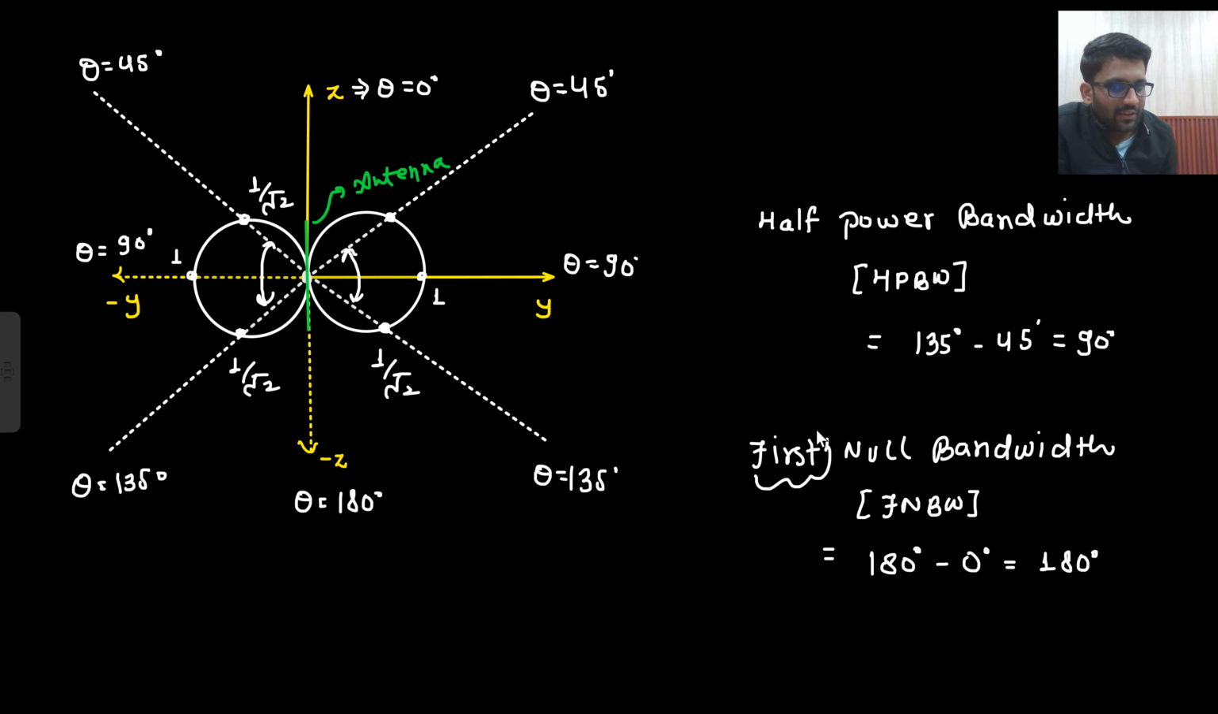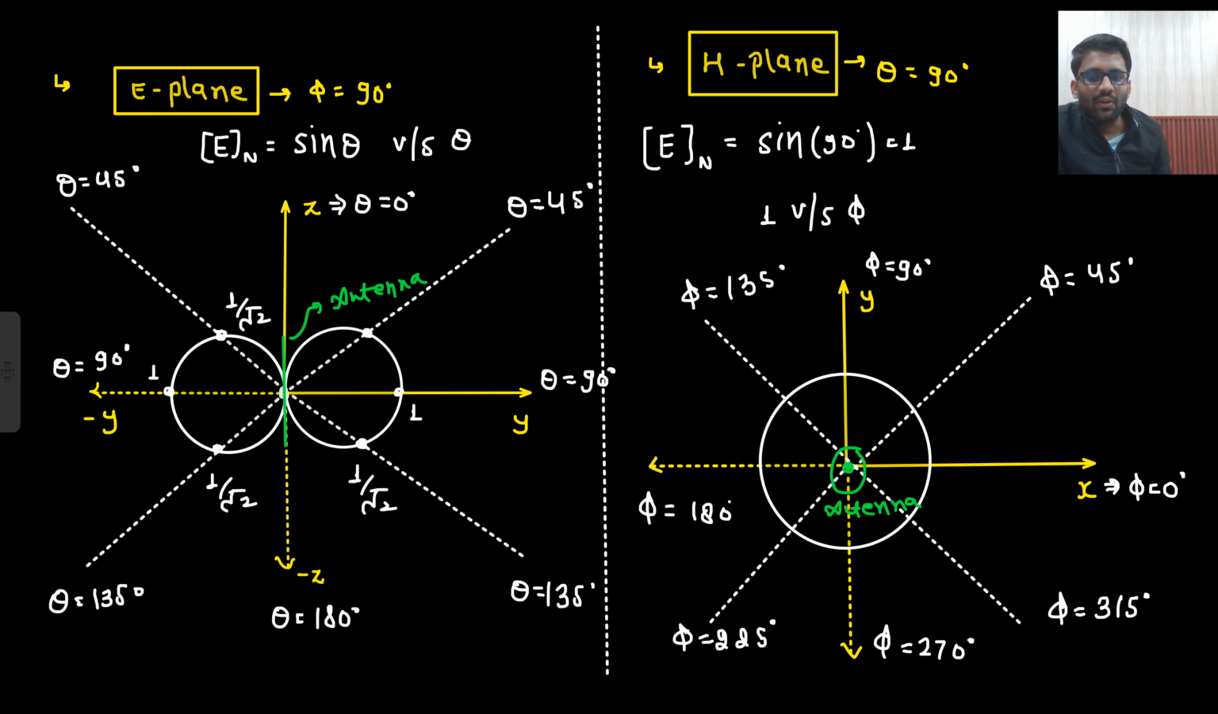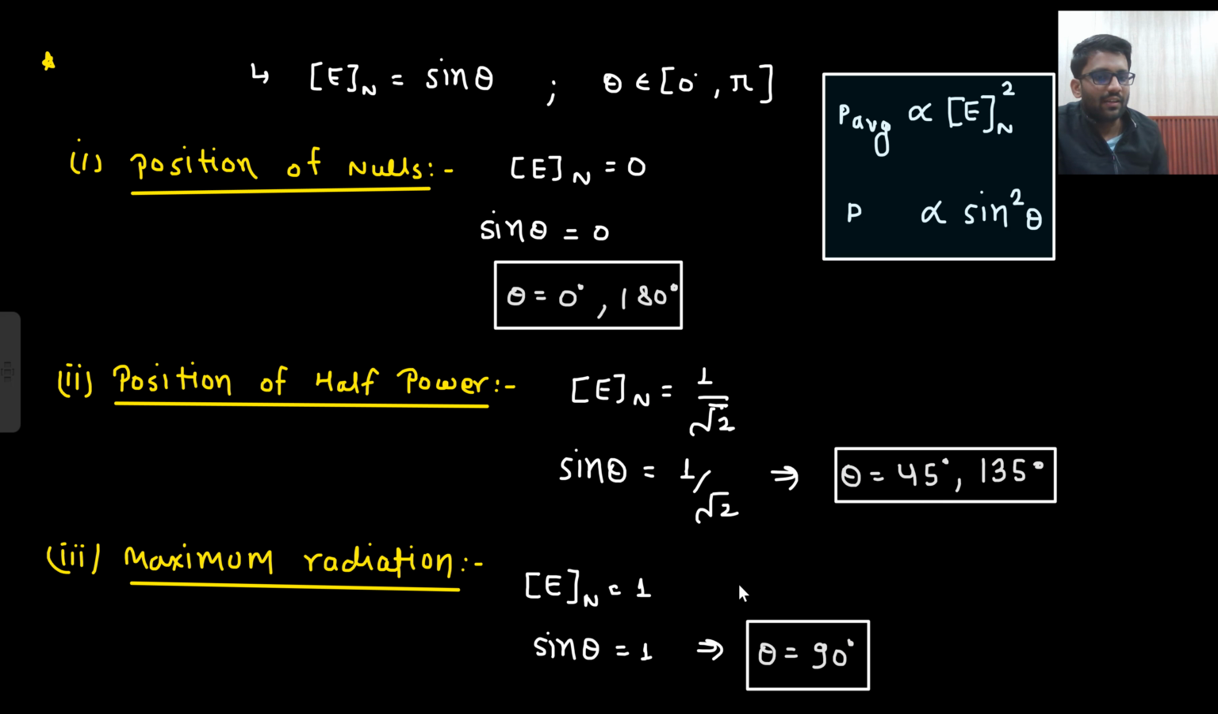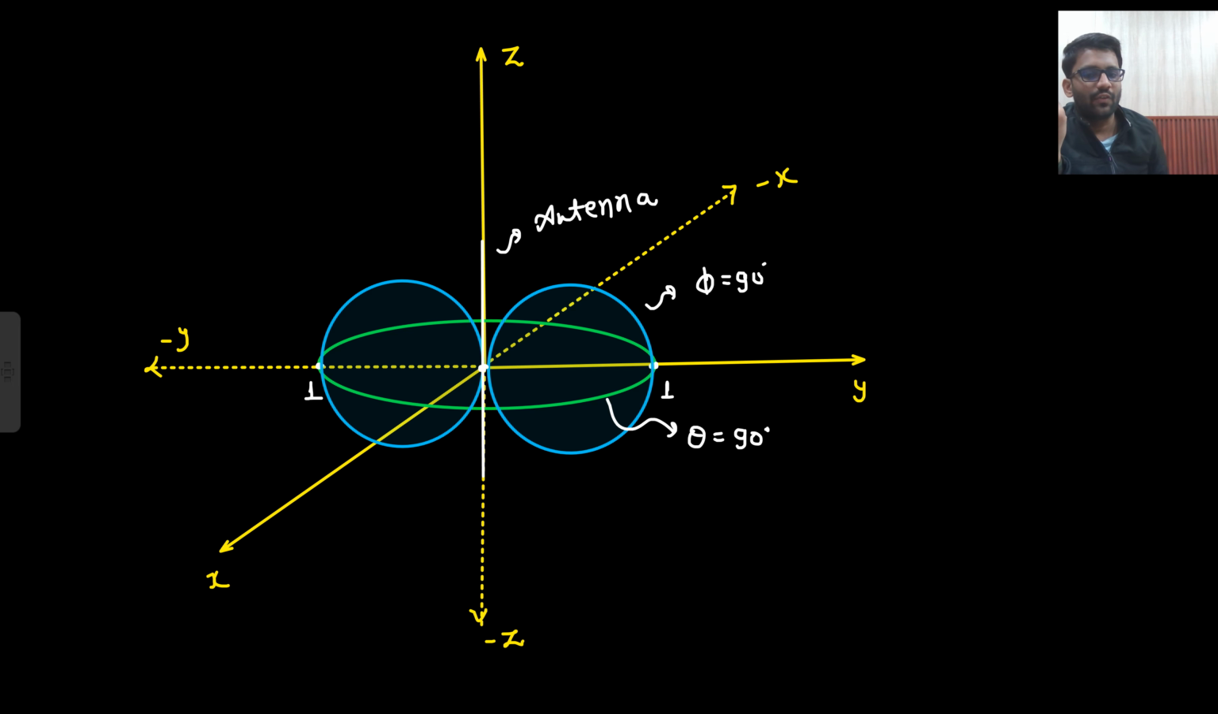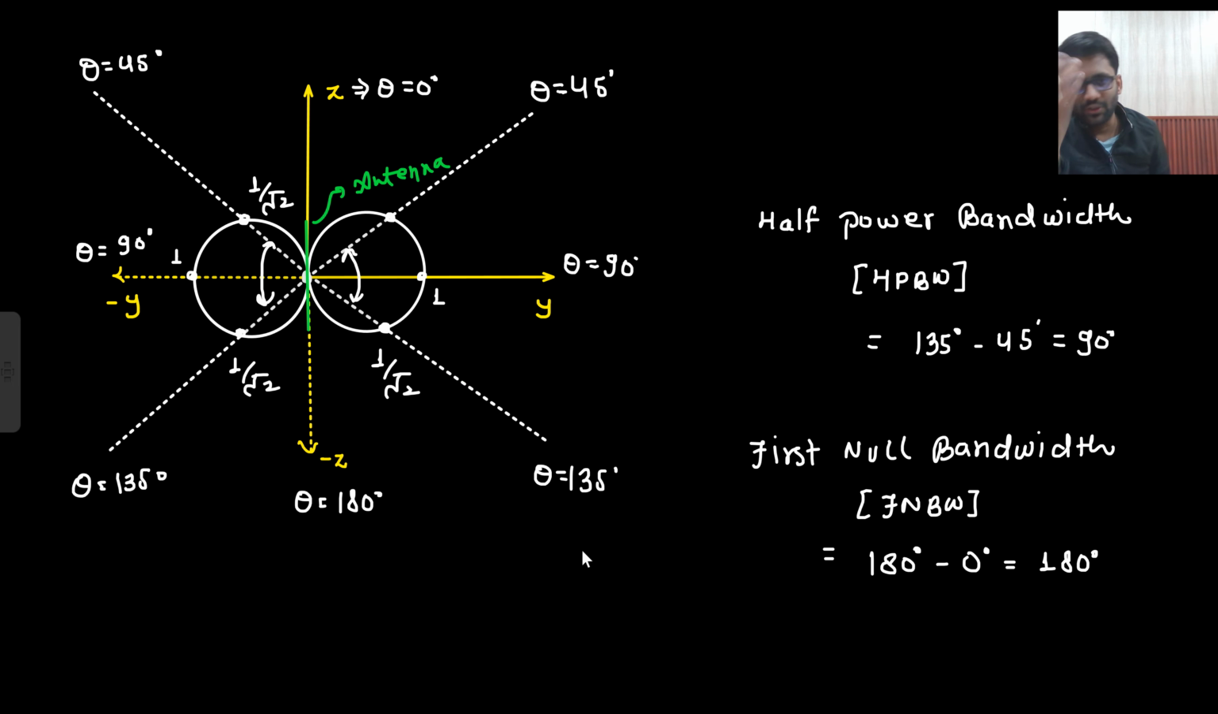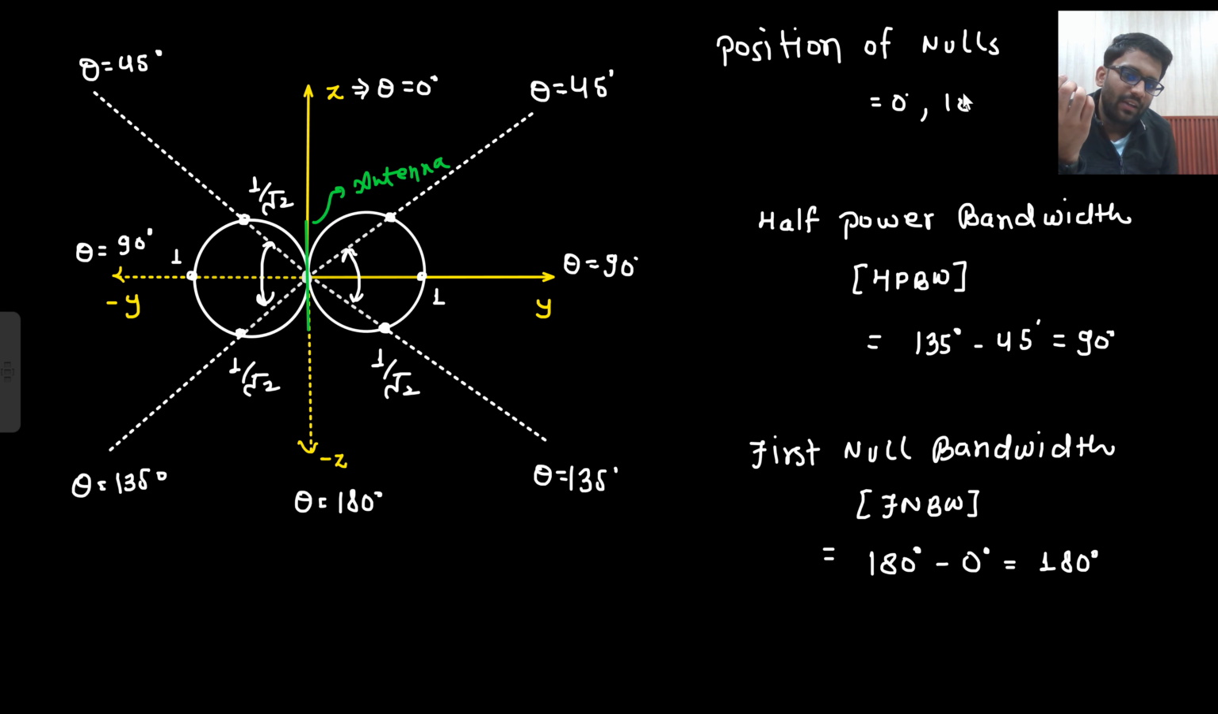Now why is the word first there? You could have called it null bandwidth, no? Because we know that the location of nulls are 0 and 180 degree. If I need to find the position of nulls, the position of nulls is 0 degree and 180 degree.